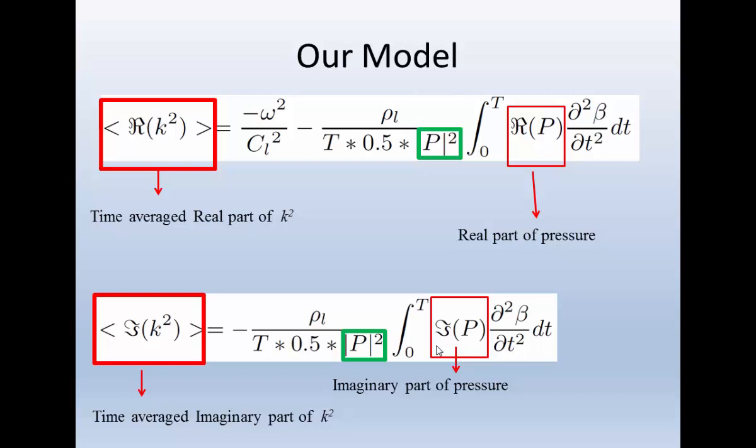So as we see, the time average real part of the wave number squared now depends on the pressure, the real part of the pressure that's acting on the bubbles, and also the full nonlinear changes of the void fraction. Also, the imaginary part of the wave number now depends on the transmitted pressure, the imaginary part of the pressure that is hitting the bubbles, and the nonlinear void fraction of the bubble.